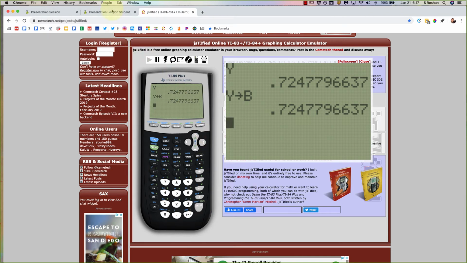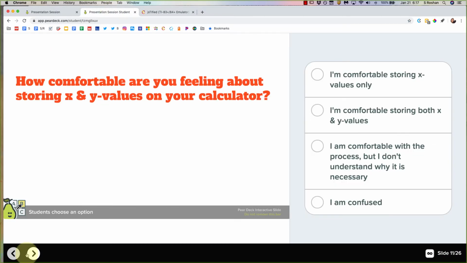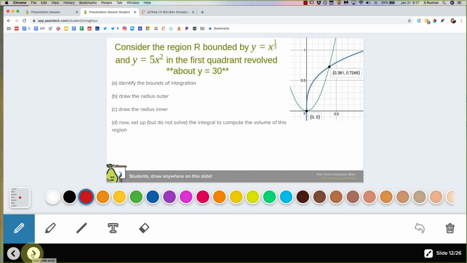Let's go back to our Pear Deck. Go ahead and tell me how comfortable you are feeling about storing the X values and the Y values on your calculator. Same problem again, but this time we're rotating around y equals 30. So y equals 30, it's not here. It's going to be way up. This is only 1, but I'm just going to draw it because it's above, okay? Good enough. Now, go from the curve to the line we're rotating about. That's like that.